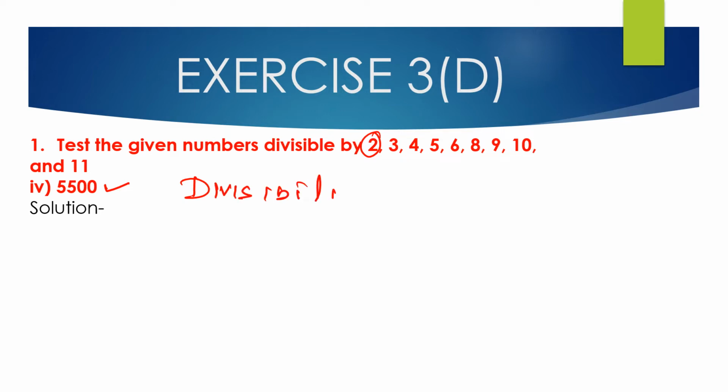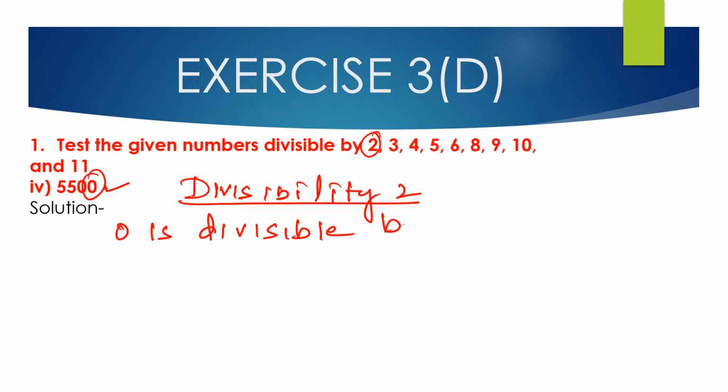We know any number is divisible by 2 if the last digit or unit place digit of the number is divisible by 2. That is, if the number is even, then the number is divisible by 2. Last digit is 0, which is divisible by 2, so the number 5500 is divisible by 2.